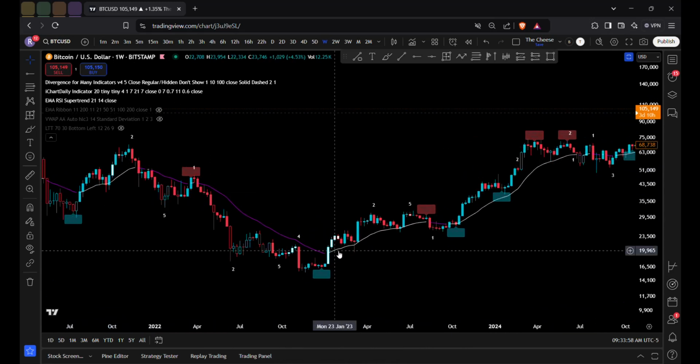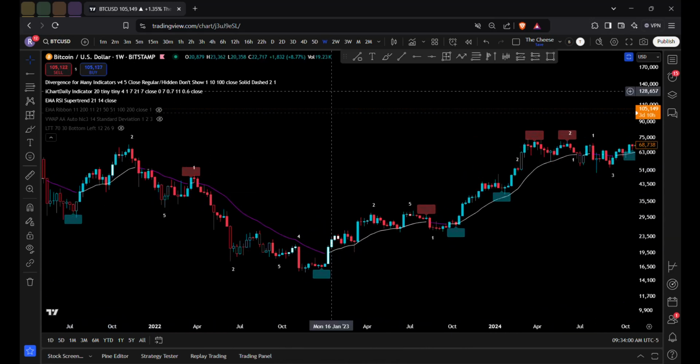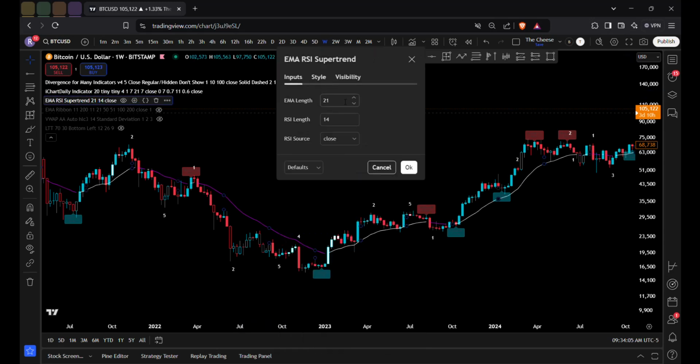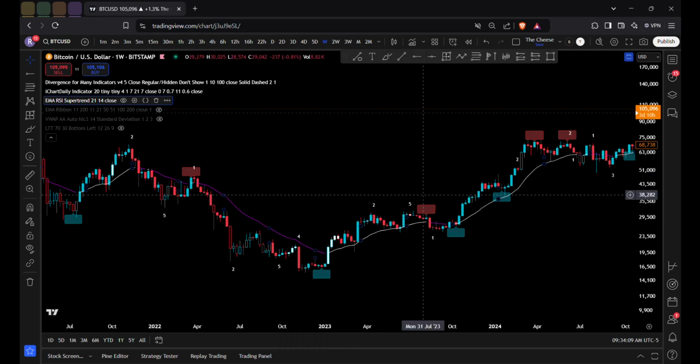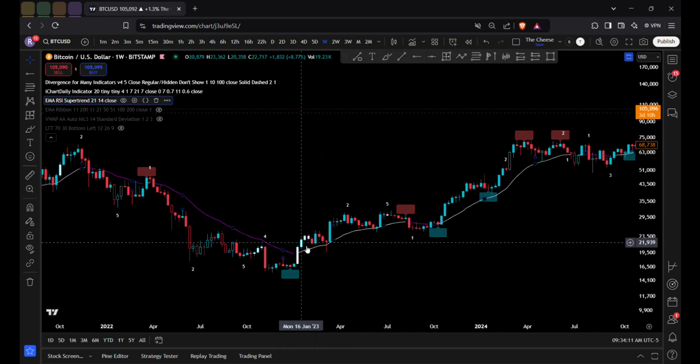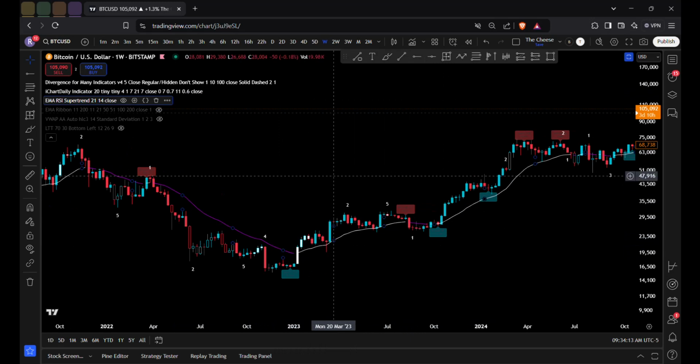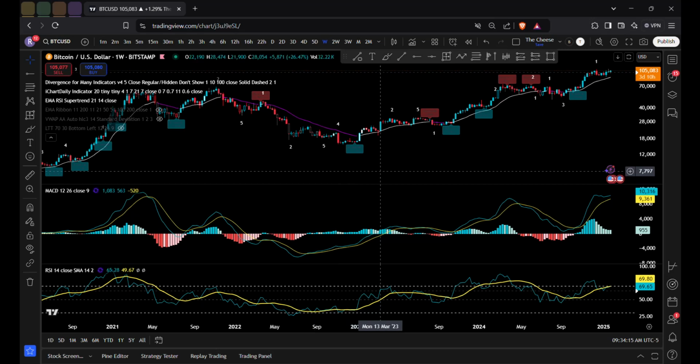You could see the white line. I created an indicator that's basically a moving average. You could change it to whatever one you want. I have mine at the 21 EMA, but basically it will change white or pink depending on if the RSI is above or below the 50.